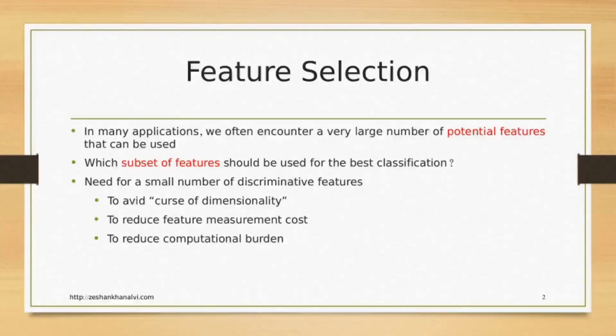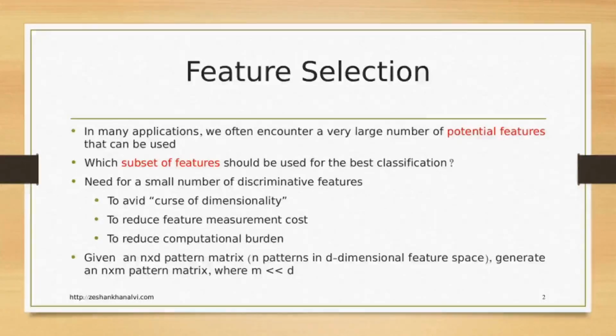Discriminative features can be beneficial in terms of reducing the cost of dimensionality, reducing the feature measurement cost, and reducing the computational burden. For example, if we have D features, then the task is to compute m number of features that are useful, beneficial in terms of accuracy, and guaranteed beneficial in terms of computational complexity, in terms of computational burden.